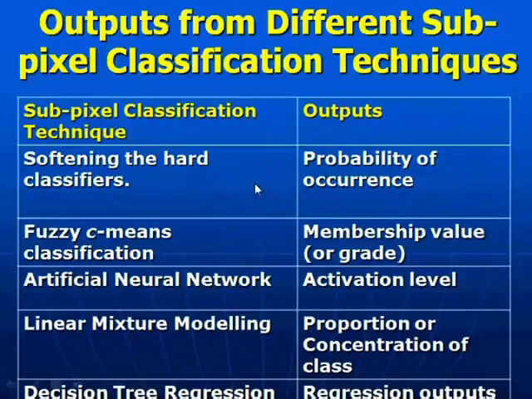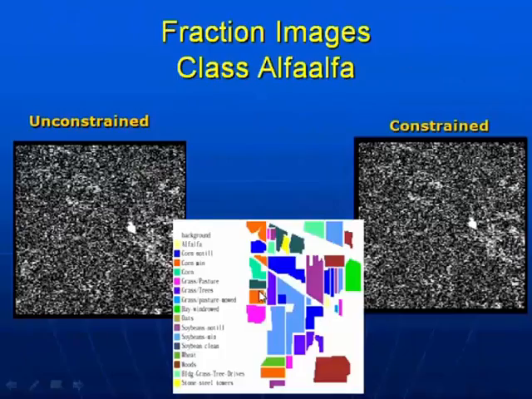So just to summarize, I can use different outputs to represent subpixel classification outputs. For example, softening a hard classifier such as maximum likelihood classification, where the probability of occurrence can be used to reflect the class proportion. In fuzzy C-means, the membership values. In artificial neural network, the activation level. In linear mixture modeling, the proportion or concentration of class. Even in decision tree regression, the regression outputs.